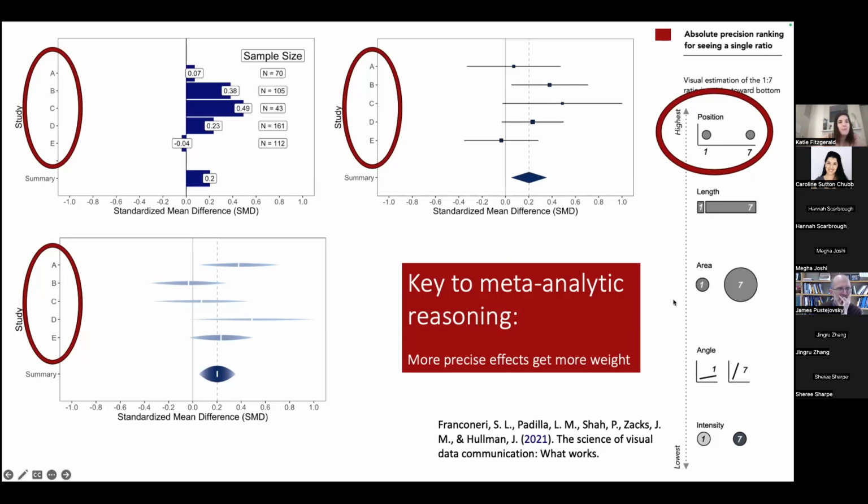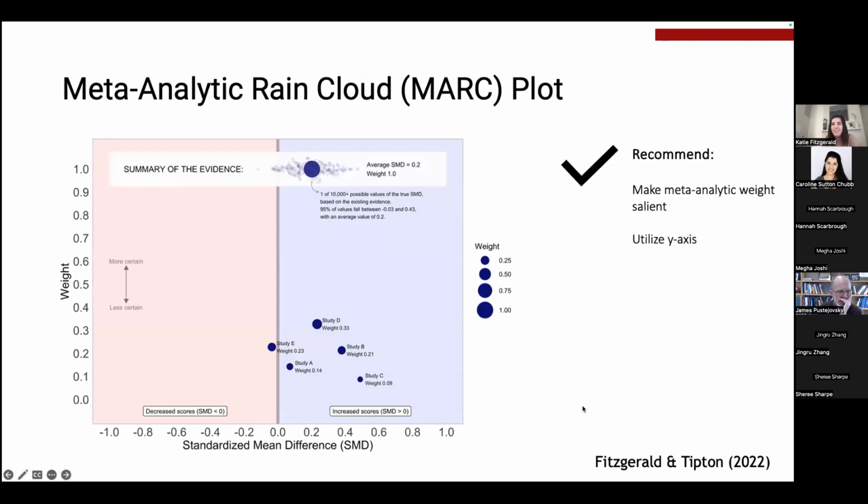And so we really wanted to think through: if the key to meta-analytic reasoning is that more precise effects get more weight, is there a way that we can reimagine a forest plot that embeds that key idea in a way that utilizes that y-axis position that's currently being wasted? And this is what brought us to our new visualization, the meta-analytic rain cloud plot, which we were calling the MARC plot.